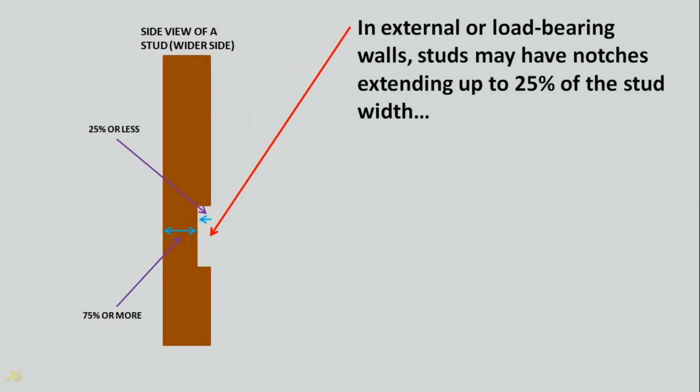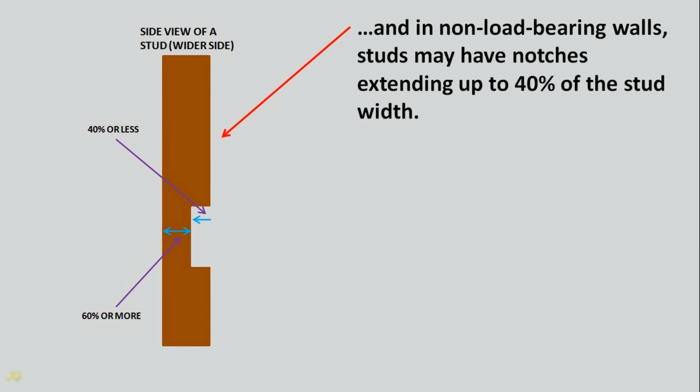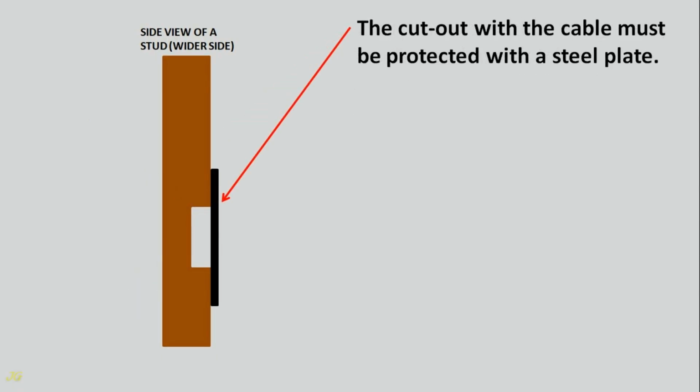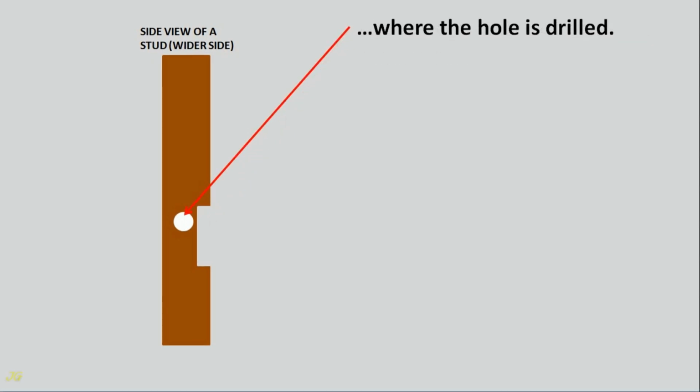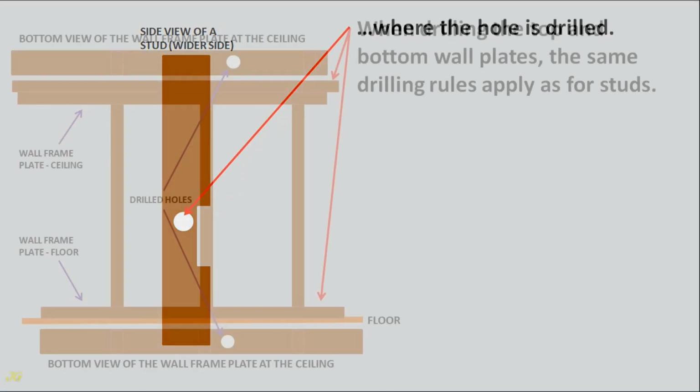In external or load-bearing walls, studs may have notches extending up to 25% of the stud width. And in non-load-bearing walls, studs may have notches extending up to 40% of the stud width. The cutout with the cable must be protected with a steel plate. The cutout must not be in the same place where the hole is drilled.